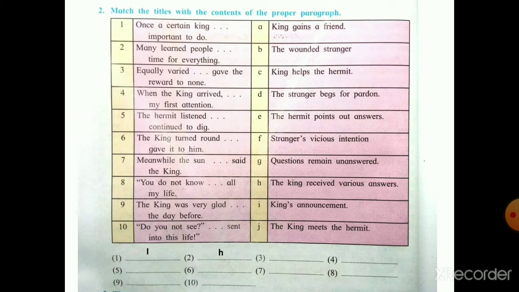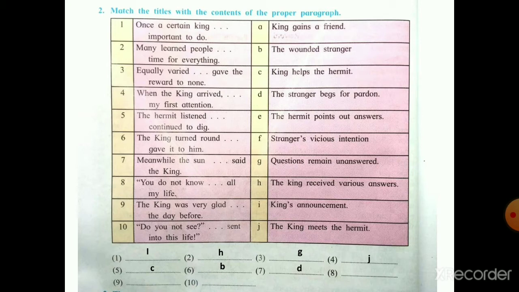Then third one, equally varied dash dash give the reward to none. Its answer is questions remain unanswered. Then fourth one is, when the king arrived dash my first attention. Its answer is the king meets the hermit. Then fifth one is, the hermit listened, continue to dig, and its answer is king helps the hermit. Then sixth number, the king turned around dash give it to him. Its answer is the wounded stranger.